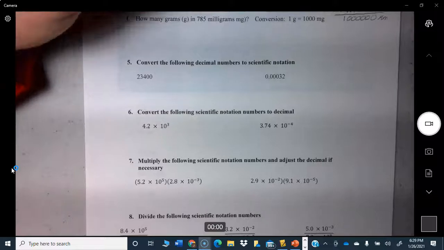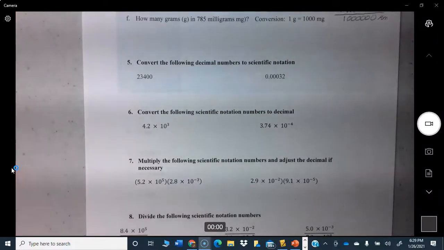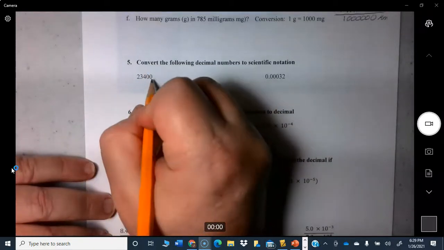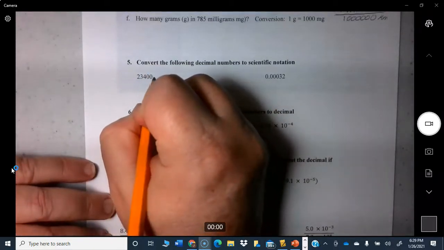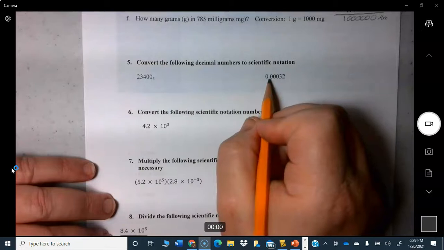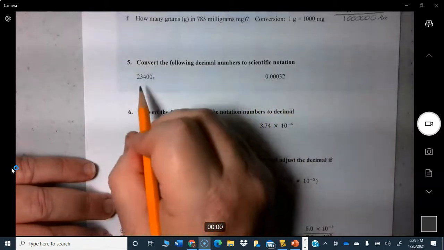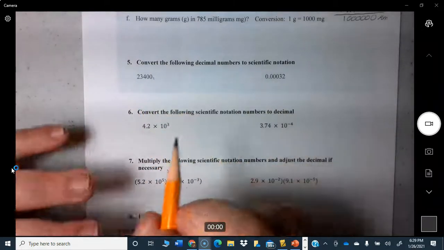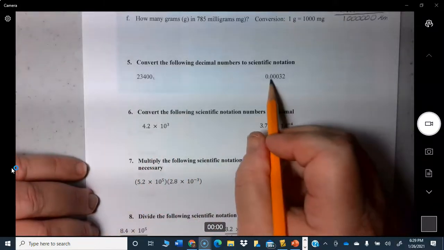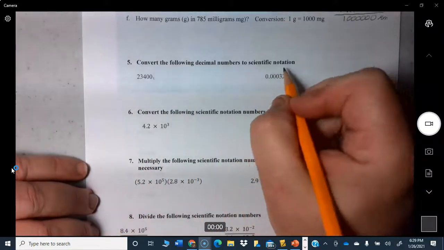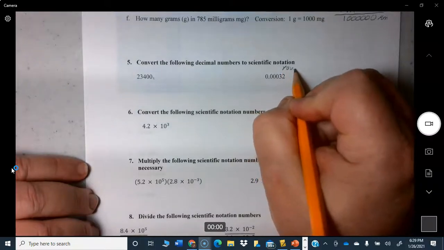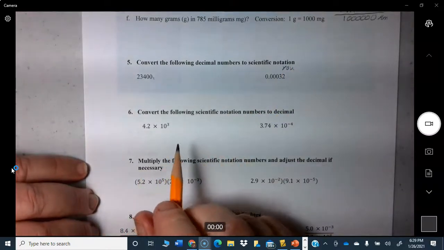Number 5, we're going to convert the following decimal numbers to scientific notation. Okay, so we have 23,400. So you have a decimal right there. I'll leave this problem for you to do, but you already see where your decimal is there. This one sometimes tricks students a little bit, but where's the decimal? It's at the end of the problem. I think most students know that, but no. This one you already see where it is. This one you're going to do. So this is a U problem. Okay, I'll put U up. Okay, so here we go.